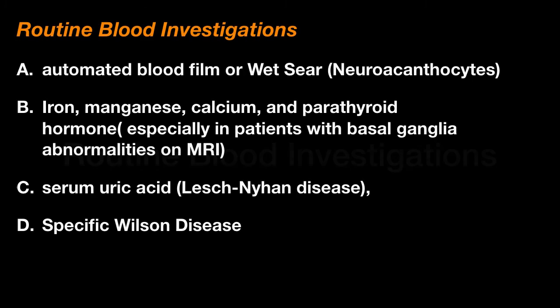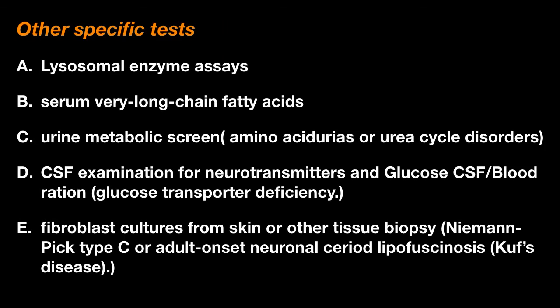Routine blood investigations are also relevant in dystonic evaluations. You can choose many of them according to your primary diagnosis. But don't forget, you have to check for Wilson disease in any case. There are other specific tests, again according to your diagnosis.